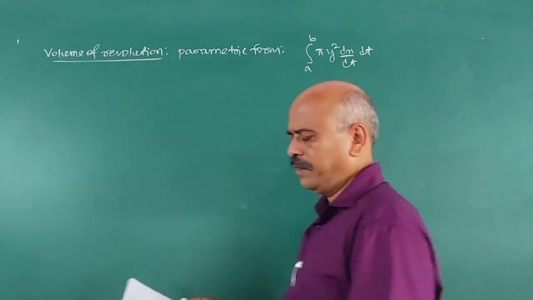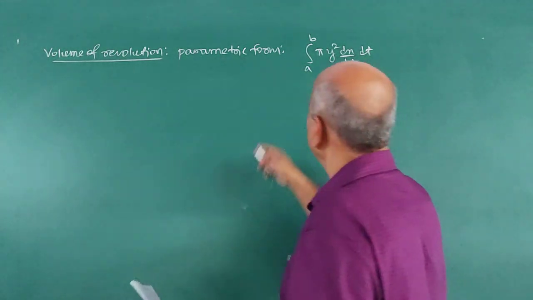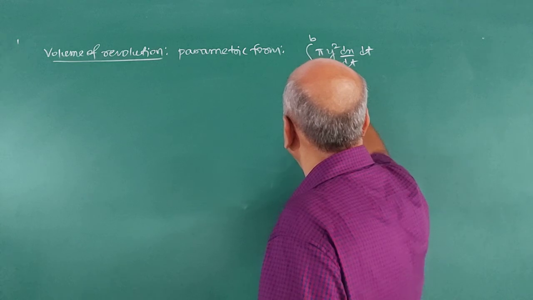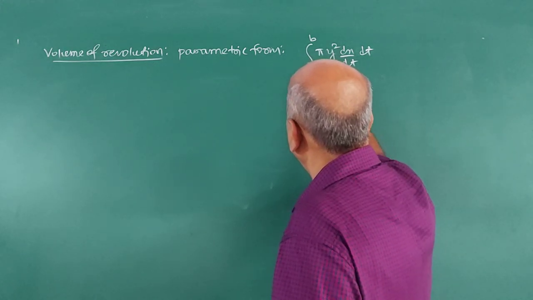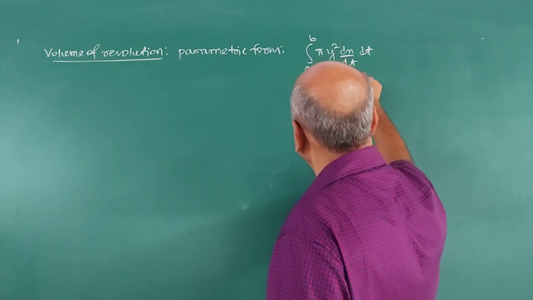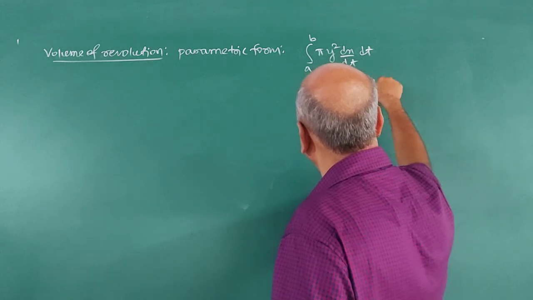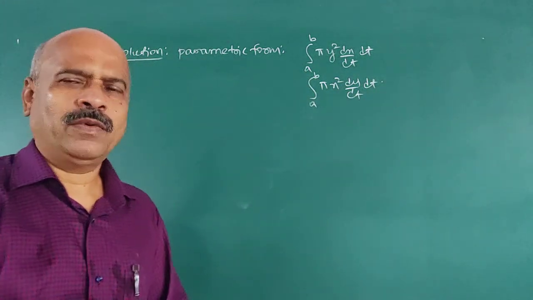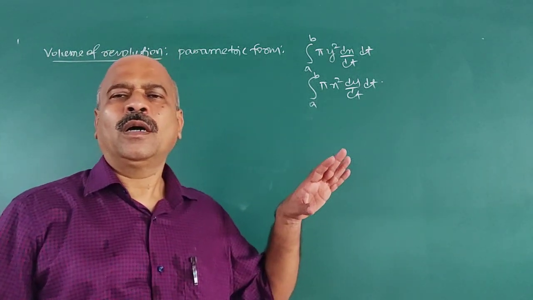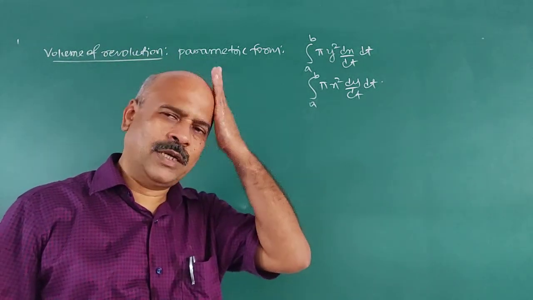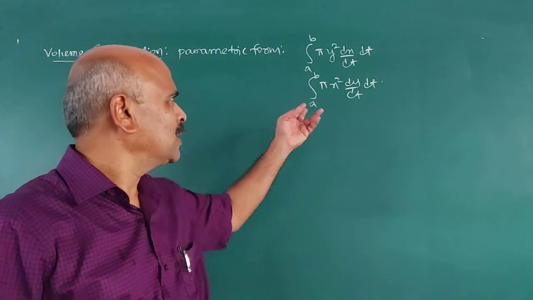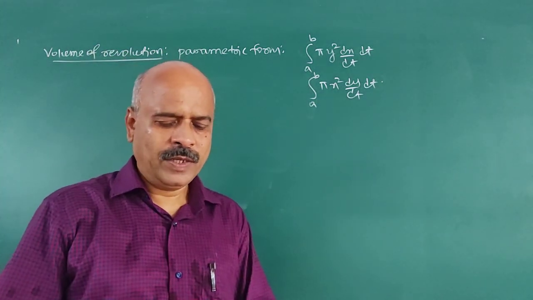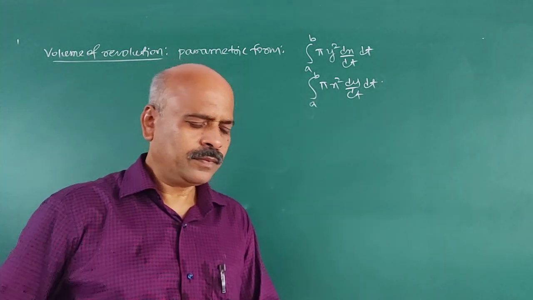This is the formula. Suppose it is revolution is about x axis. About y axis, pi into x square dy by dt dt. See, these two formulae are important, whether the curve area under the curve is revolved about x axis or y axis is important. See some standard problems here.